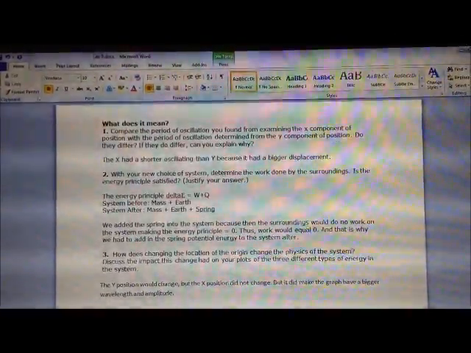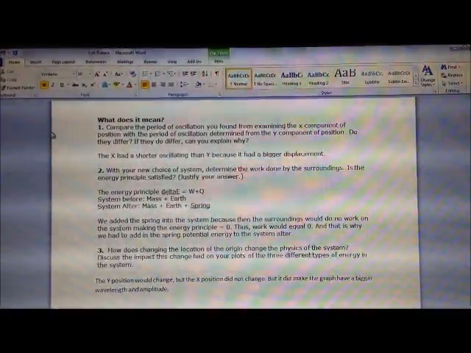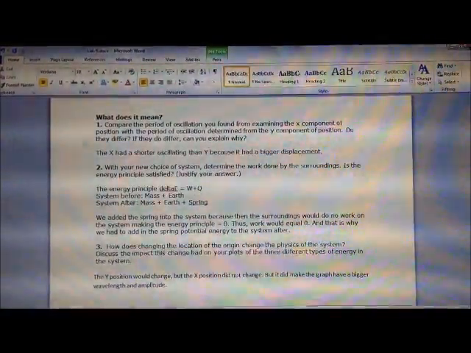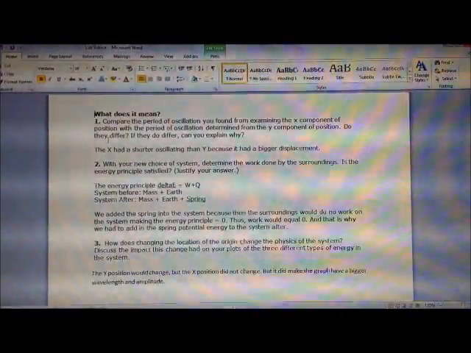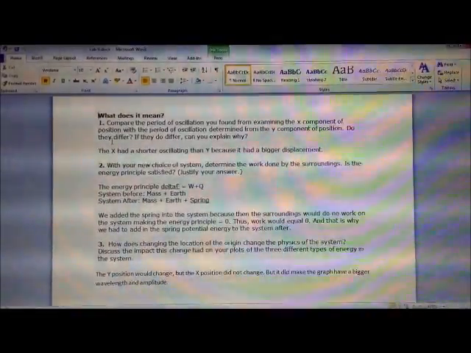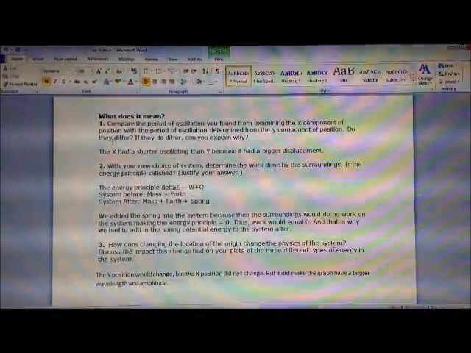What does it mean? For part 1, it asks to compare the oscillation from x component and the y component. The x had a shorter oscillating motion than the y because it had a bigger displacement.